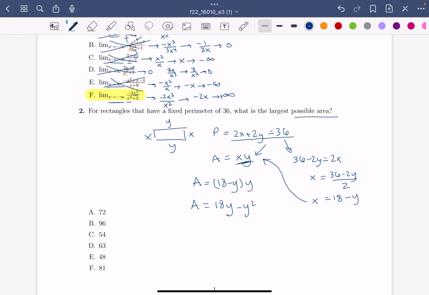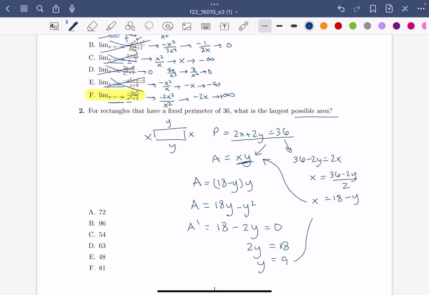Again, to find the largest possible area, this is an optimization problem. All optimization problems have some sort of derivative equaling 0. So we're going to take the derivative of this area and set this equal to 0. So A prime equals 18 minus 2y, since the derivative of y squared is 2y. Set this equal to 0 and solve for y. 2y equals 18. That means y equals 9.